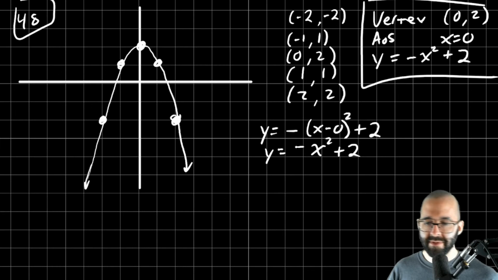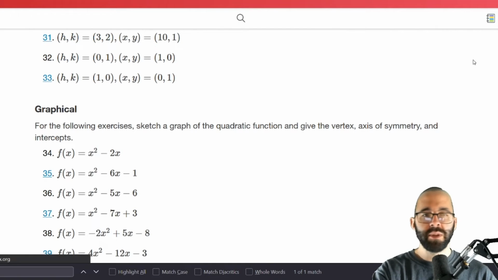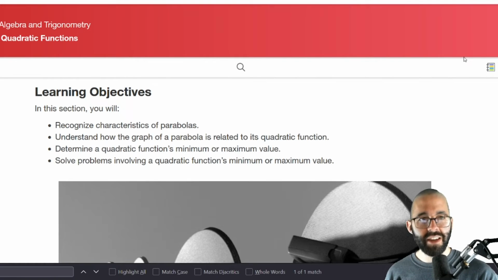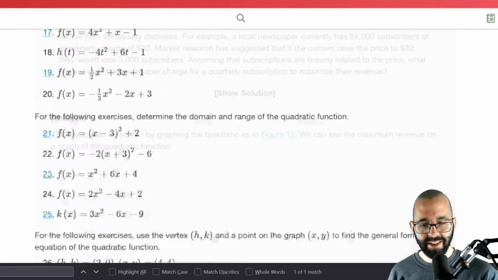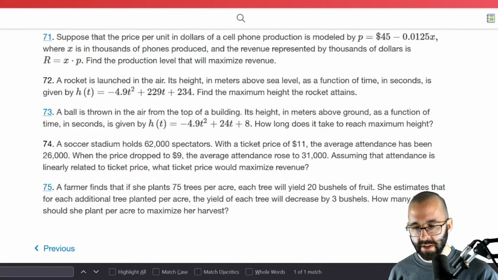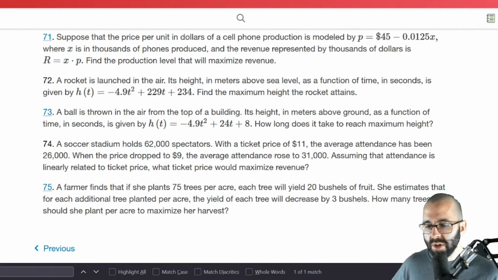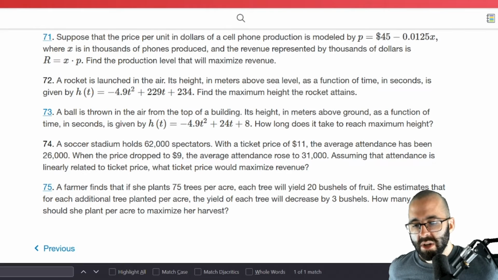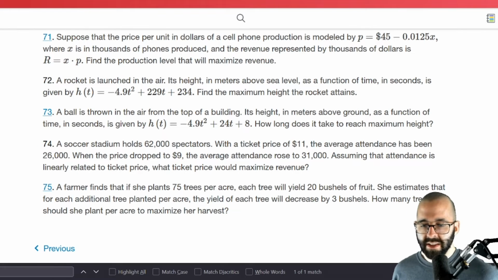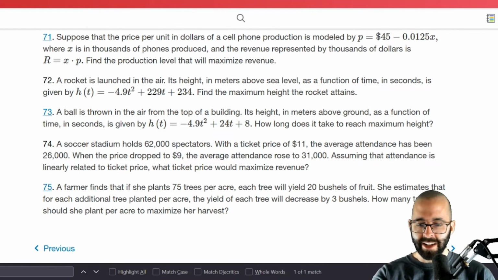There we go. Do one more problem. Let's do problem number 71. Suppose that the price per unit in dollars of a cell phone production is modeled by P equals $45 minus 0.0125x. I'm already going to tell you, we're going to need to write that down. All right, 71. We don't need graphs here.